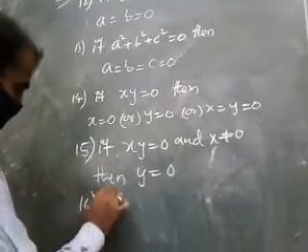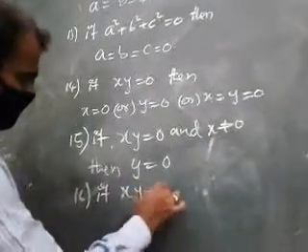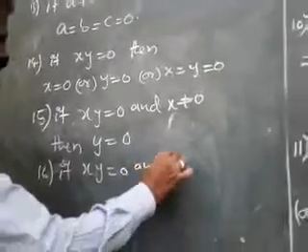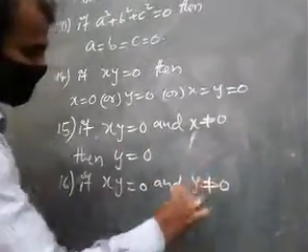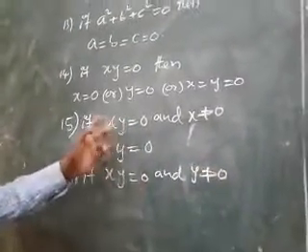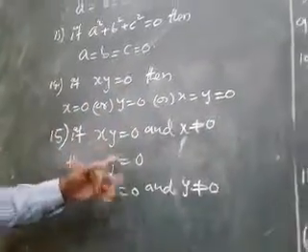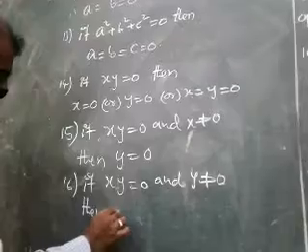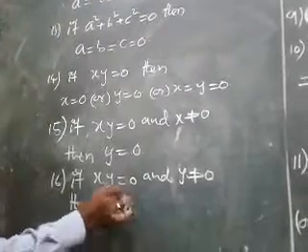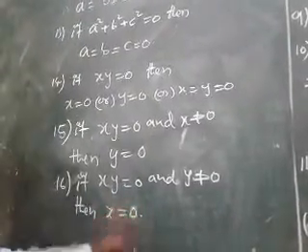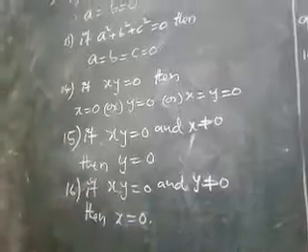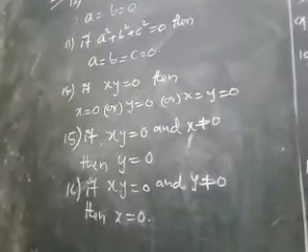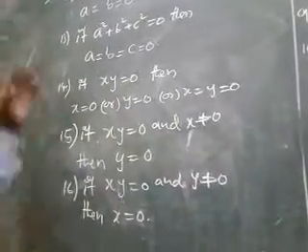Suppose if xy = 0 and y not equal to 0, y not equal to 0 and the product is equal to 0, then x must be 0. X equals 0. These are the formulas and conditions. We have to remember.